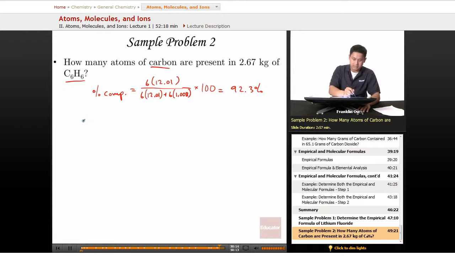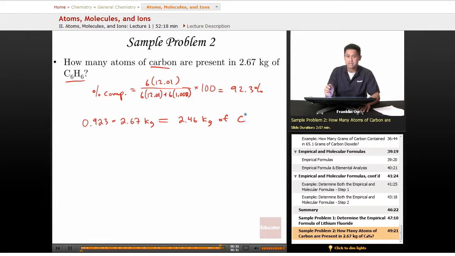Okay, so remember what we did last time. We're going to take our percentage composition, 0.923, and we're going to multiply it by the total mass, 2.67 kilograms, and that's going to give us the 2.46 kilograms of carbon in this specific sample. Now the question is asking for atoms of carbon though. So somehow we have to go from kilograms to atoms.